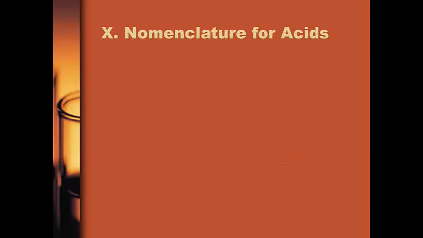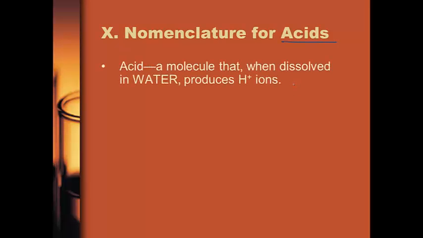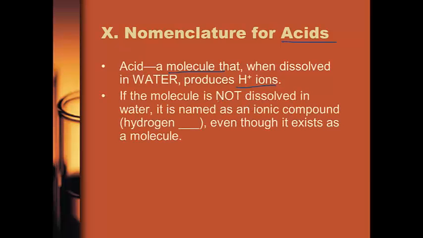Now, third class of compounds we can have: acids. There's a unique way to name acids. First of all, what's an acid? Acid is a molecular compound. It's a molecule. But when you dissolve it in water, it produces hydrogen ions. So it kind of acts like an ionic compound. Now, if the molecule is not dissolved in water, then you name it like it's an ionic compound. In other words, it's going to be hydrogen something, even though it exists as a molecule.